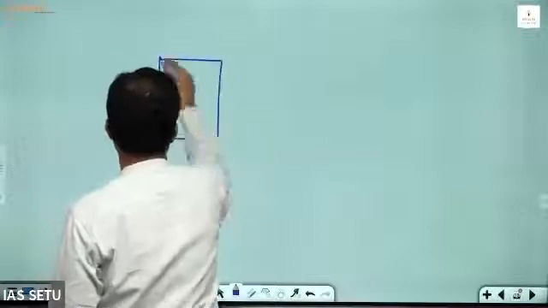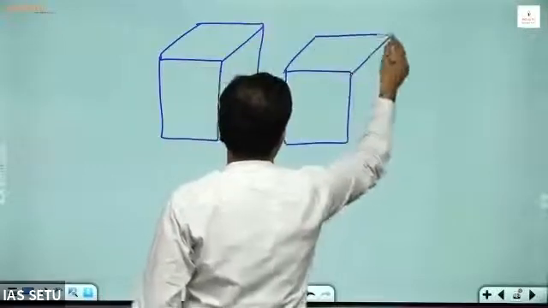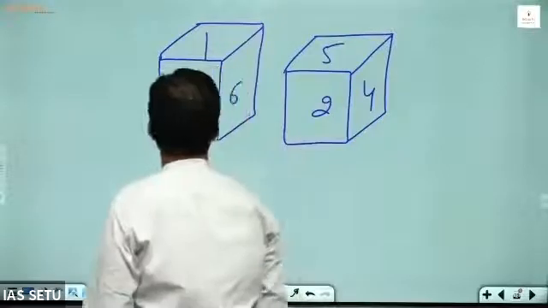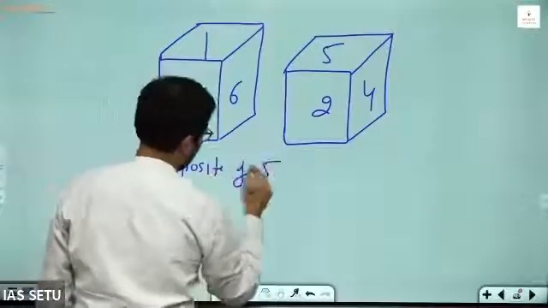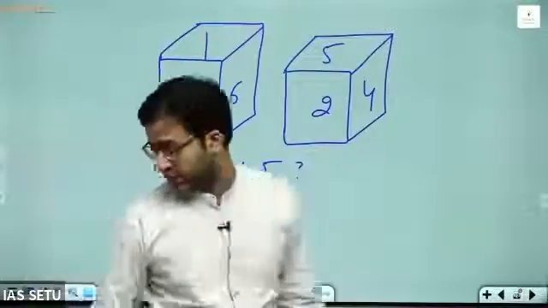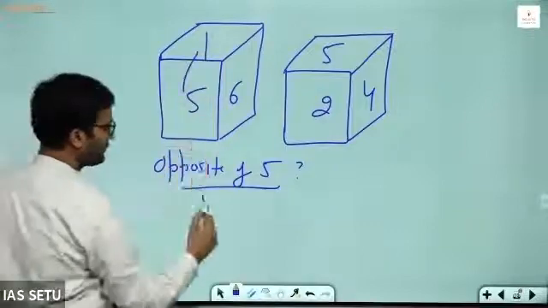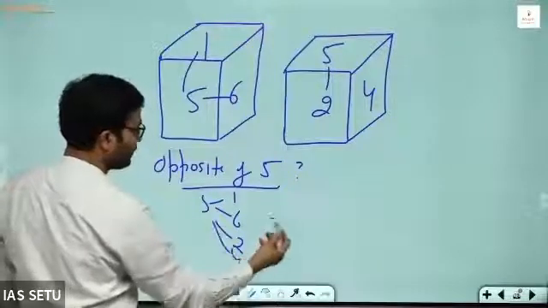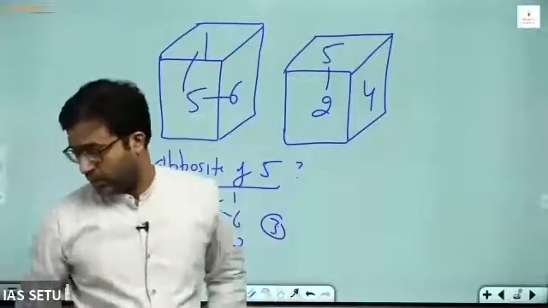Let me ask you a question. 1, 5, 6, 5, 2, 4. Take your time. Tell me what is opposite of 5. What is opposite of 5? Absolutely, 5 having 1 adjacent, 5 having 6 adjacent, 5 having 2 adjacent, 5 having 4 adjacent, remaining 3. So 5 and 3 opposite to each other.